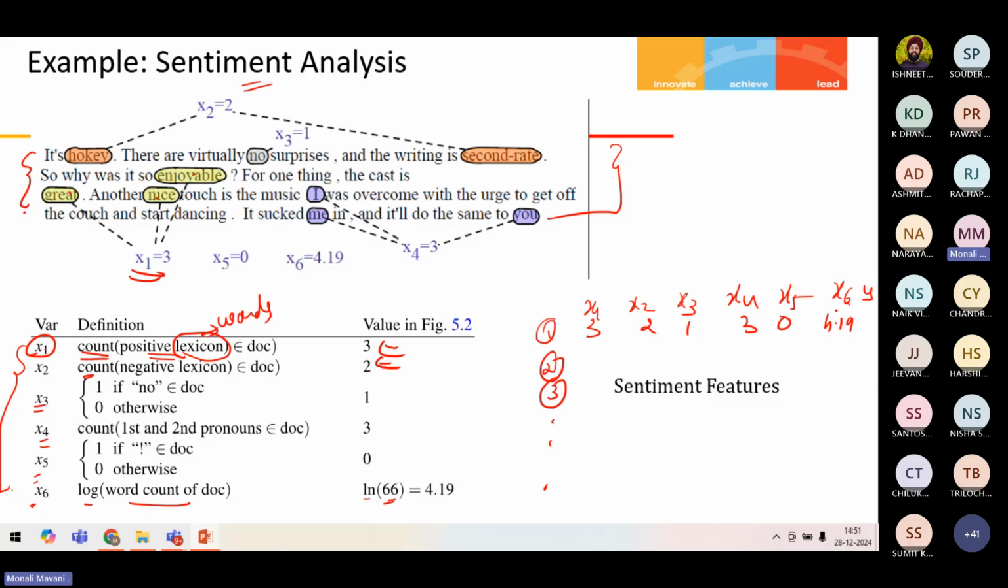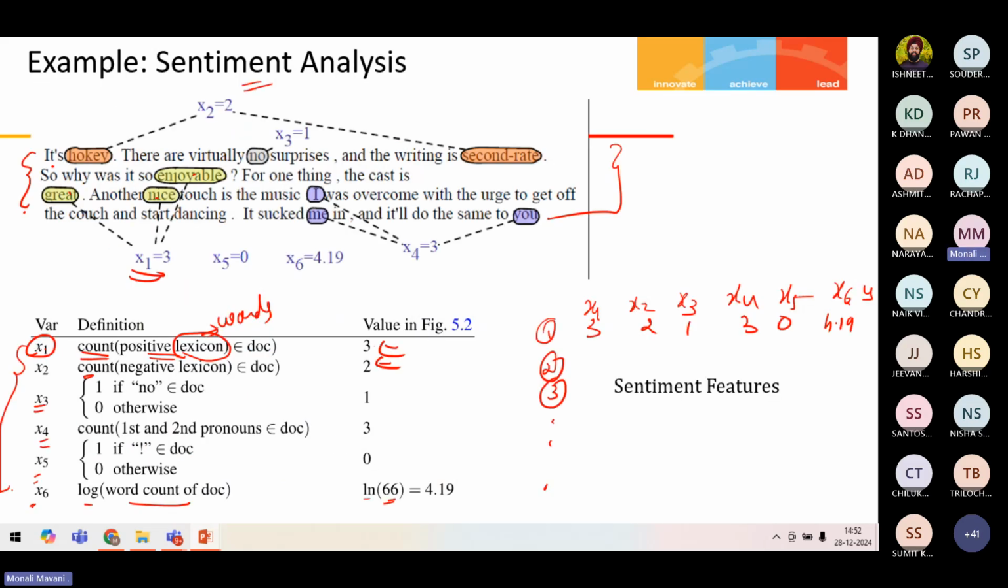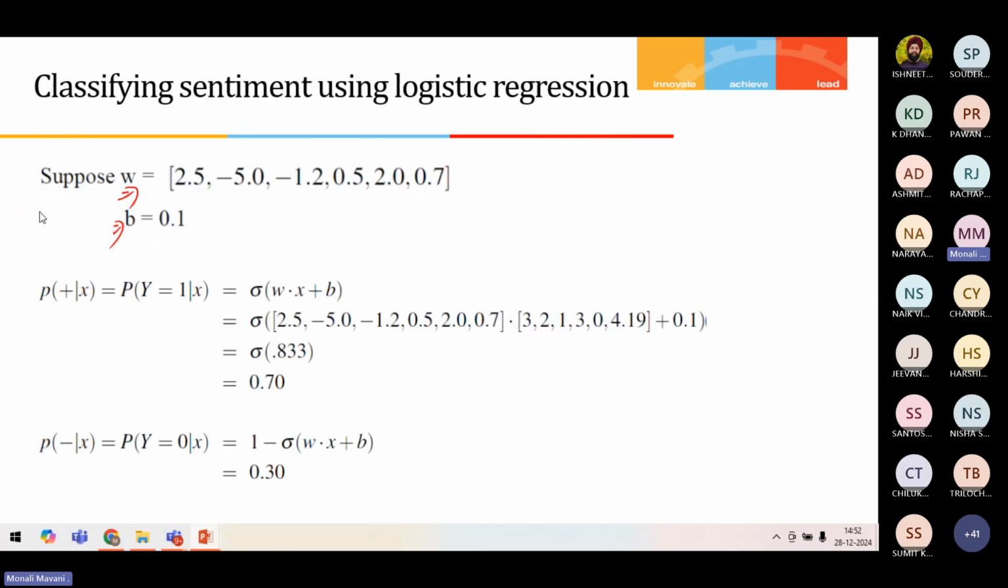Now, suppose this is already learnt. Like in this example, we have been already given some parameter values. So how do we use this for inference? A new text is coming and I want to identify its sentiment. These are the values which we have constructed using feature engineering, and then these are the values W into X. The W's are coming from here. Suppose we have already learned that and stored these W's. Then we simply perform this mathematical computation, the sigmoid function. We get 0.70 for the positive class probability and 0.30 for the negative class probability.